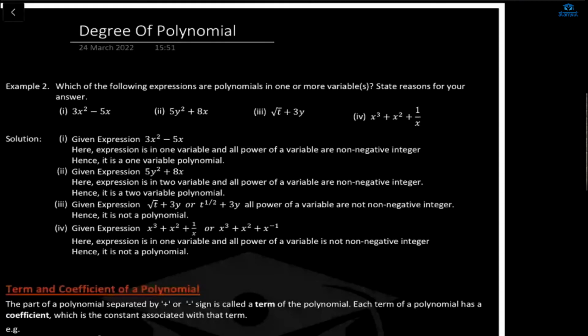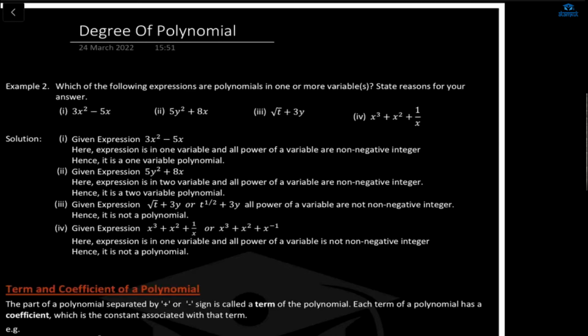Yes, Aram, tell. It is because all of them are whole. Yes, the power is whole. The degree, or you can say the power of the variable, is a whole number and a non-negative integer. So it is a polynomial. Firdaus, don't be confused about why it is a polynomial.